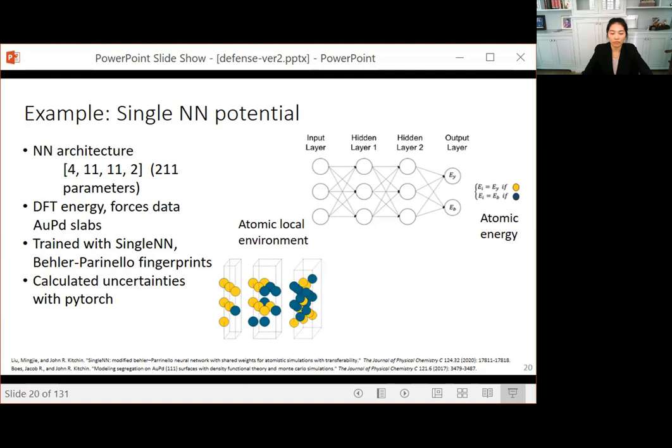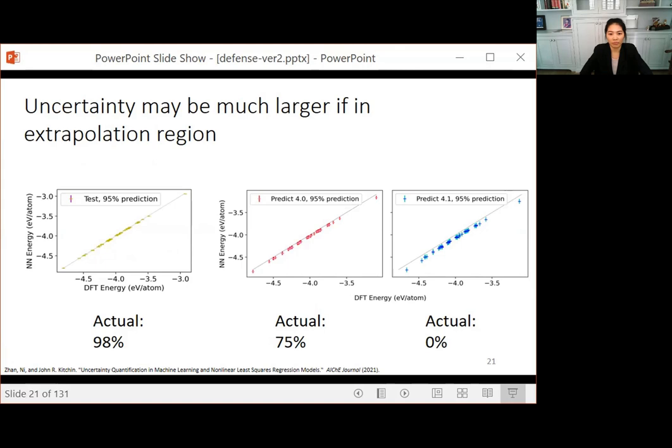And I'm going to show the results if we're imitating iteratively building up this neural network potential. So first we have a first iteration with data that is from configurations with the 3.9 angstrom lattice. And we randomly split that data set into train, validation, and test sets. And I'm showing the test parity here, and it's very good parity.